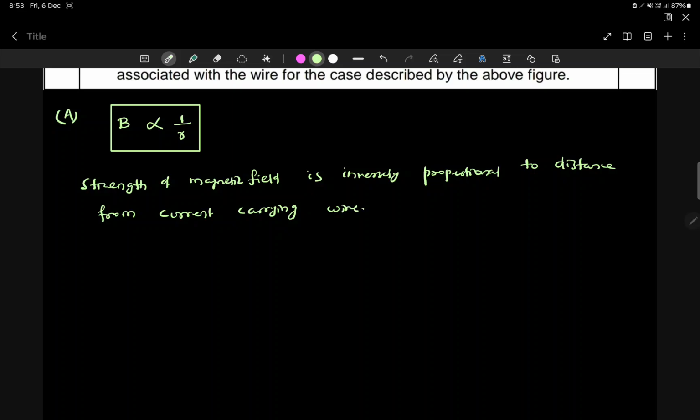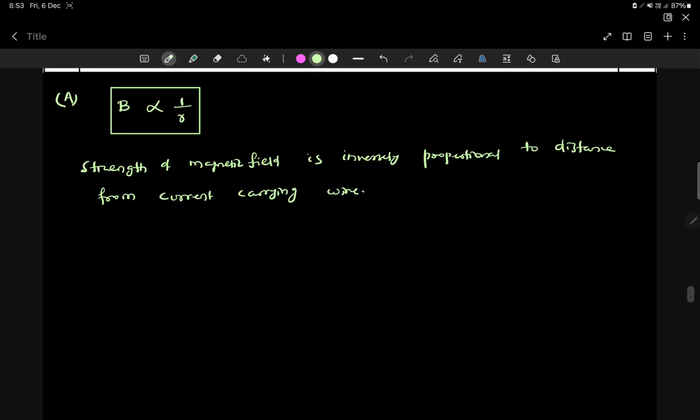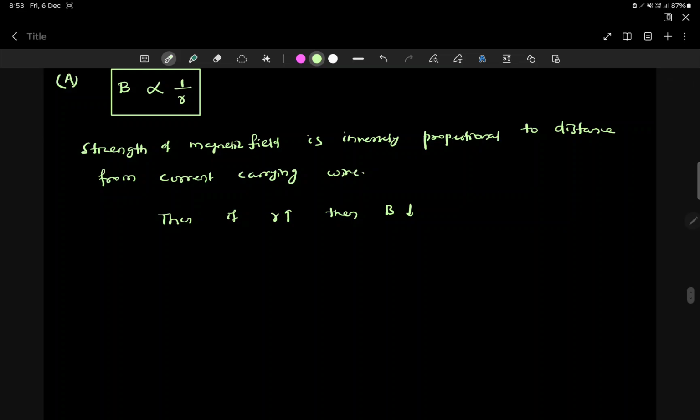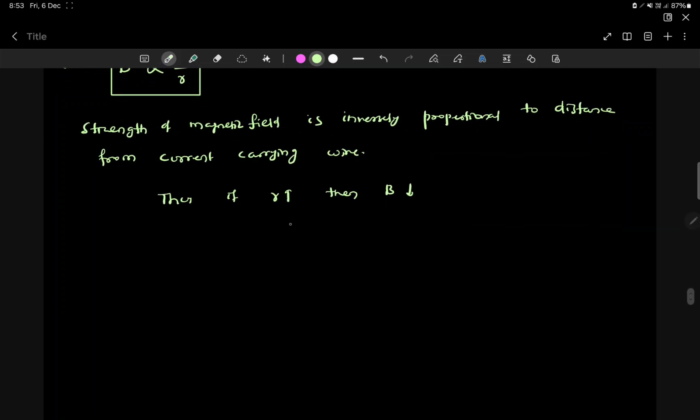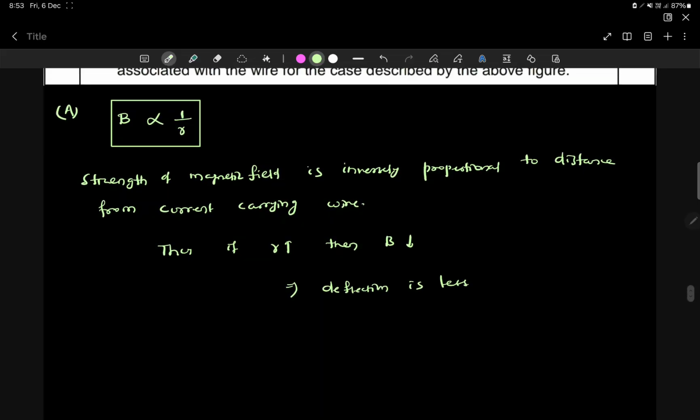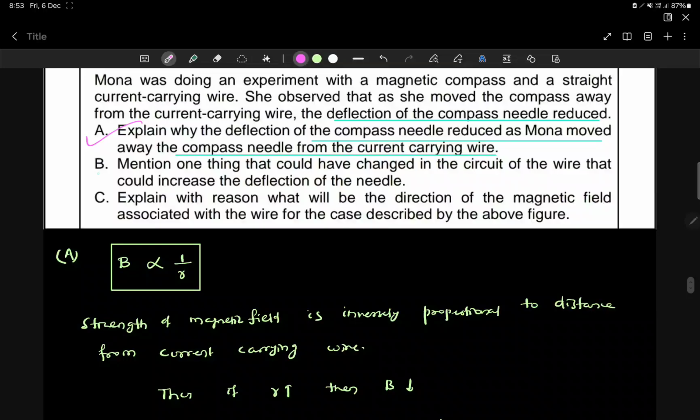Okay. So from this expression we can think, if R increases, then what will happen to B? Then B decreases. And due to the decrease in the strength of magnetic field, the deflection is less. It is actually a conceptual question. Okay. Next come to second bit.